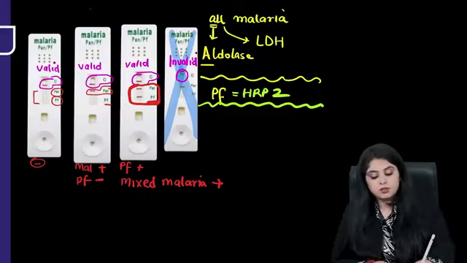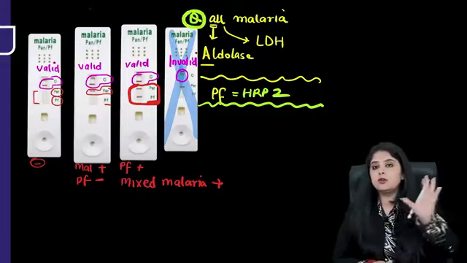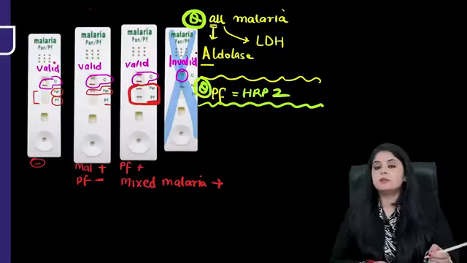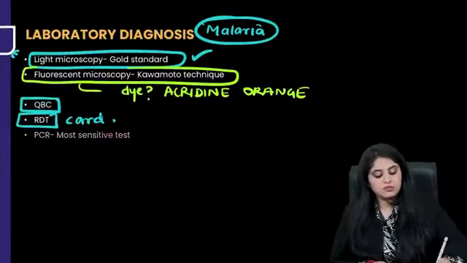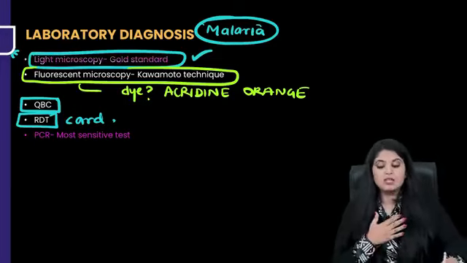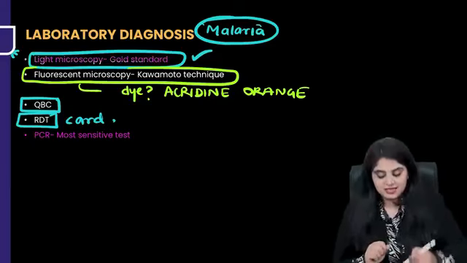The recent exam question was, what are the antigens present in all the malaria species? Split it out: aldolase and LDH. And which is the antigen present in Plasmodium falciparum? Histidine-rich protein 2. But if you are asked which is the most sensitive test that you have, of course it is PCR, but again and again I'm telling you, the gold standard is still me. Come back to me, don't take away my market. Light microscopy is the gold standard for malaria diagnosis.